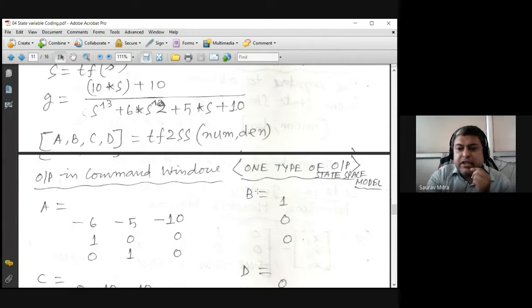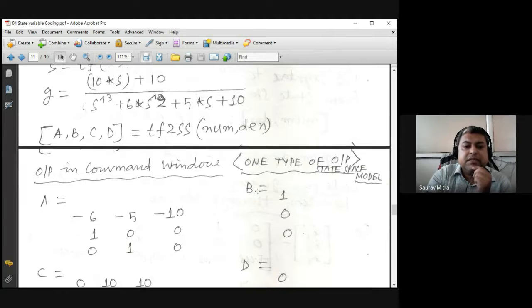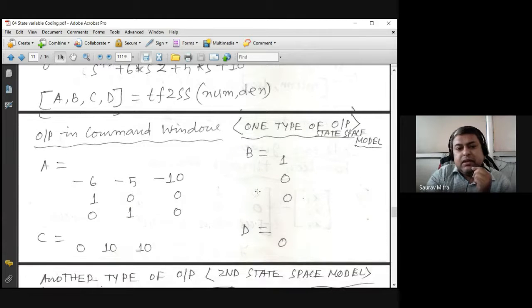After you execute this, what you get is the A, B, C, D matrices. The A matrix is a 3 cross 3 matrix. This was known because the transfer function we gave had s cubed in the denominator, so the A matrix would be 3 by 3. You can also do the eigenvalue decomposition of that. A lot of things come after this by using the ABCD matrices.